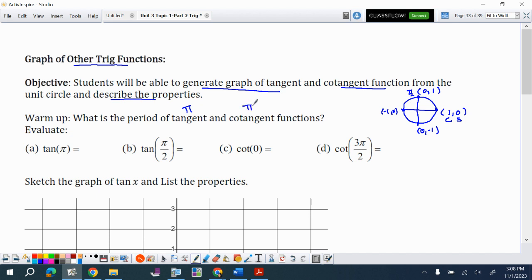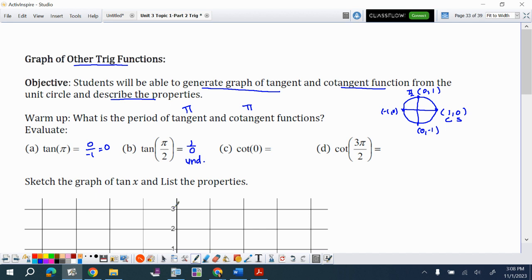Okay, so from the unit circle, let's say tangent of pi. Tangent is sine over cosine, so you can say 0 over negative 1 is 0. Tangent of pi over 2 is 1 over 0. Remember, tangent is always y over x. 1 over 0, we never write that. This is undefined, and what is undefined happens in the graph.